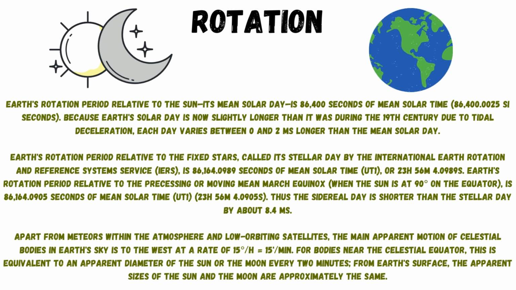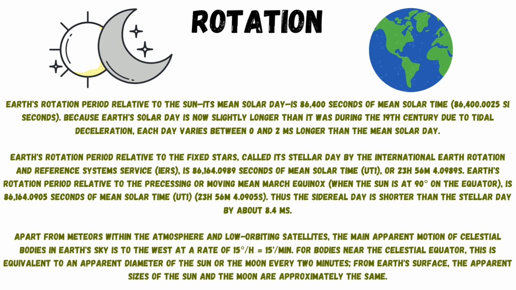Earth's rotation period relative to the fixed stars, called its stellar day by the International Earth Rotation and Reference Systems Service, IERS, is 86,164.0989 seconds of mean solar time, UT1, or 23 hours 56 minutes 4.0989 s.